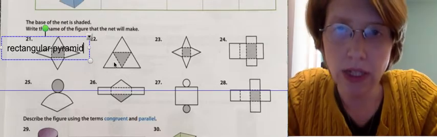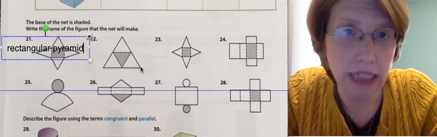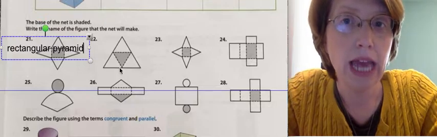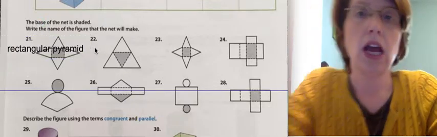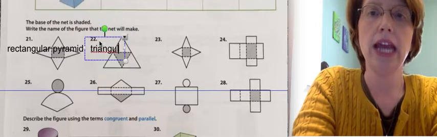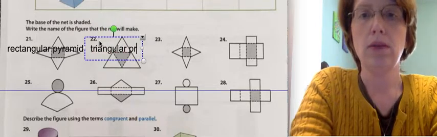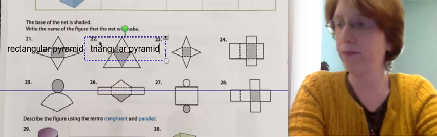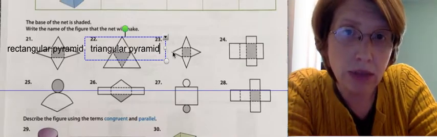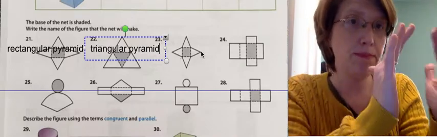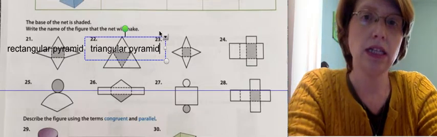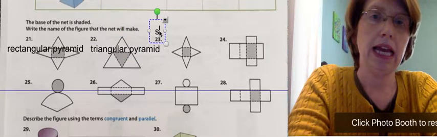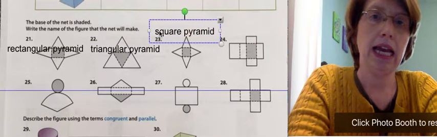Okay, look at this one. This has points at the end, so that's going to come to a point. And what's the base? A triangle. So this is a triangular pyramid. And what about this one? These come to points, so it's going to meet. And what's its base? Its base is a square. So this is a square pyramid.